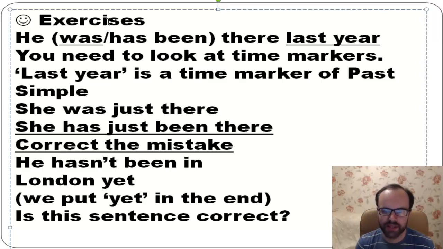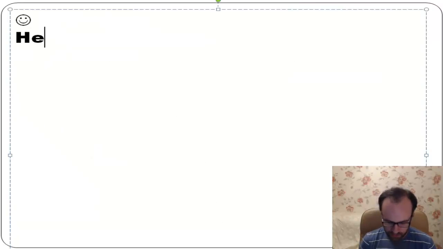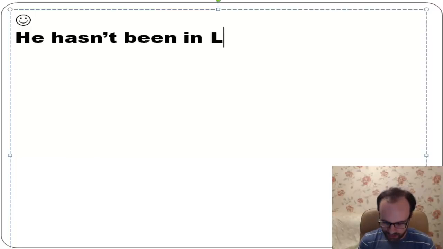Okay, so exercises. He was there last year. You need to look at time markers. So last year is a time marker of past simple. So she has just been there. Correct the mistake. So he hasn't been in London yet. So where is the mistake? He hasn't been. This sentence. He hasn't been in London yet.